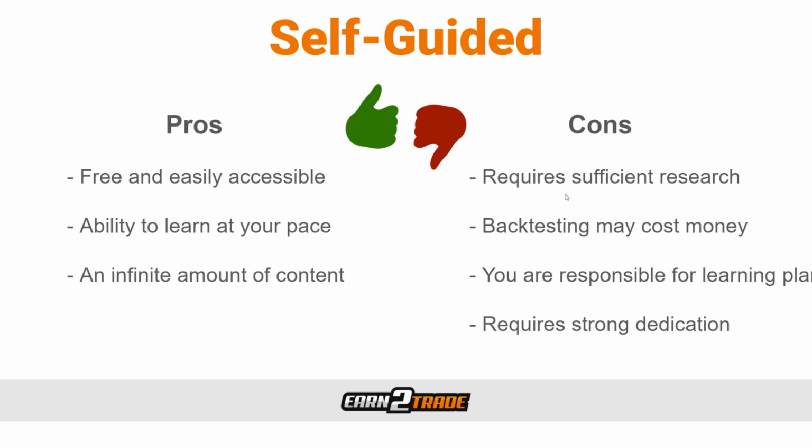Now, on the con side of things, we do have the truth that it requires sufficient research in order to have a respectable knowledge base. Also, we have that backtesting may cost us money, and backtesting when building out a strategy is something that most anyone will tell you is a crucial part of the process. Then we are responsible for a learning plan when we go the self-guided route. That means we are the teachers, and sometimes this is tricky to know which route is best if we don't already know the information or we're not already walking the path. And finally, it requires strong dedication.